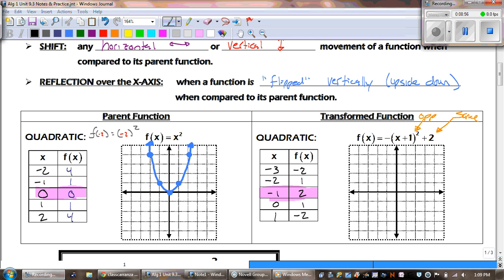Okay, and you should have gotten -2, 1, 2, 1, and -2. So what we're going to do is, once again, we're going to graph those. Where we got -1, +2, 0, 1, -2, 1, and then -3, -2, and 1, -2. And then graph your line.